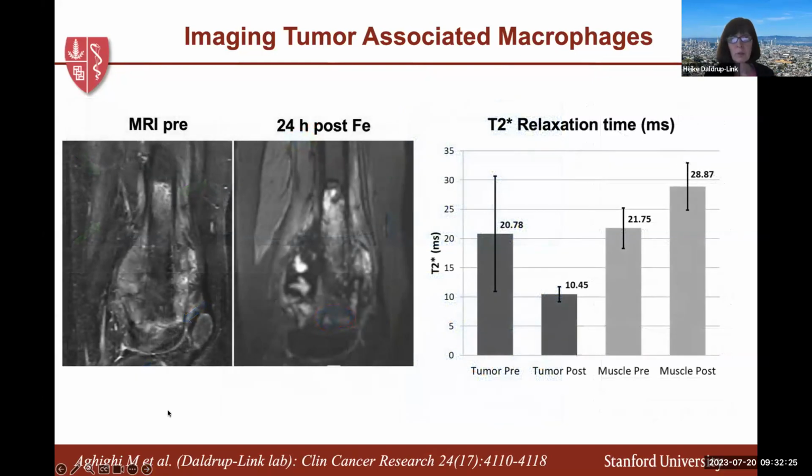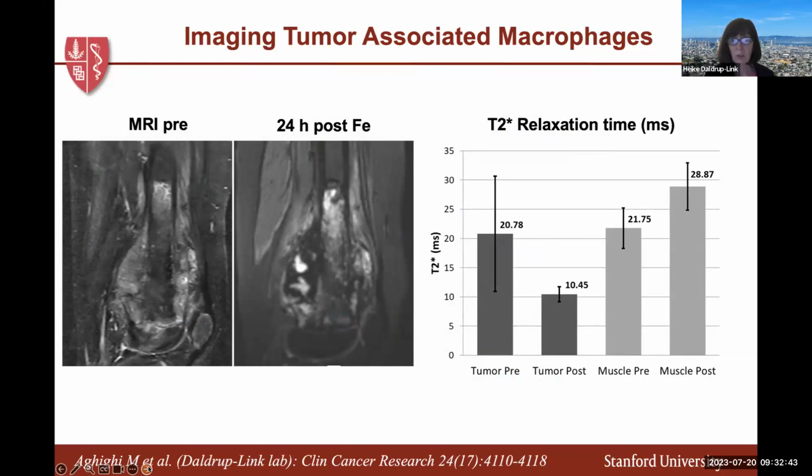And we also showed the same for osteosarcomas. This here is the distal femur of a patient with an osteosarcoma, T2 weighted scan before nanoparticles and after nanoparticles. In sarcomas, we see a very inhomogeneous enhancement.